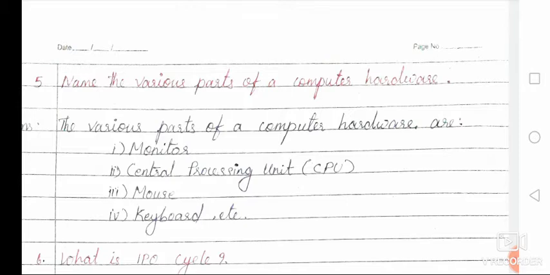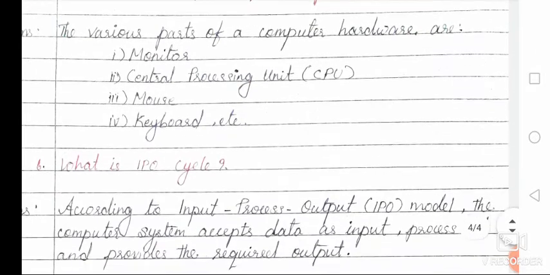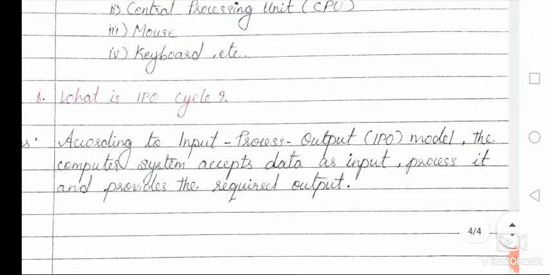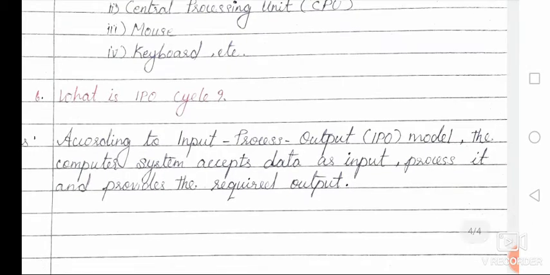Then last question is, what is IPO cycle? Answer is, according to the input process output IPO model, the computer system accepts data as input, processes it and provides the required output.